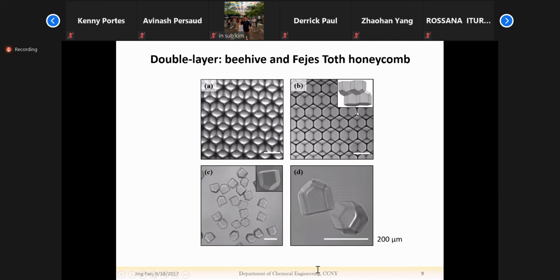Okay. Then this inset shows the 3D structure of these double layered droplets. On the side, on the plane wall, we have hexagons, but in between the structure is quite complex. We call this structure Ferrier Toth honeycomb, or FT. I just call it FT honeycomb. This is from double layer packing of droplets.